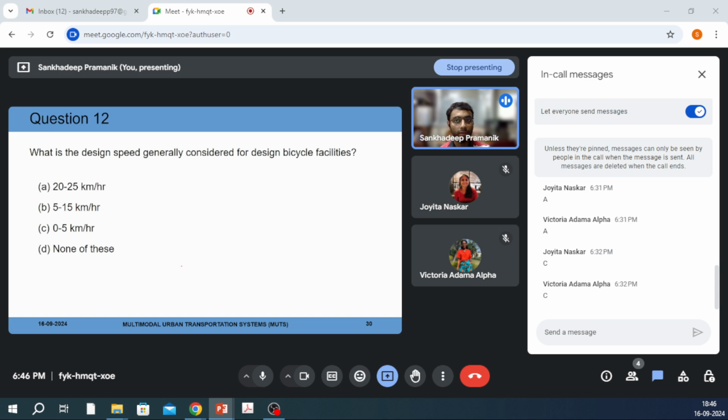Next is, what is the design speed generally considered for bicycle facility? 20 to 25, 5 to 15, 0 to 5.